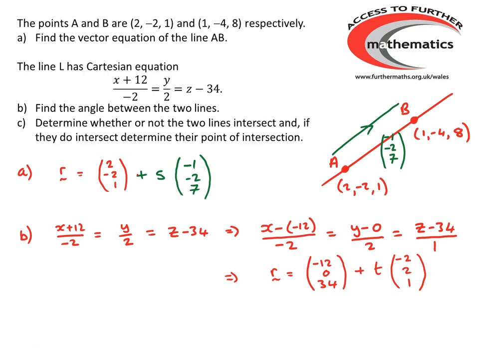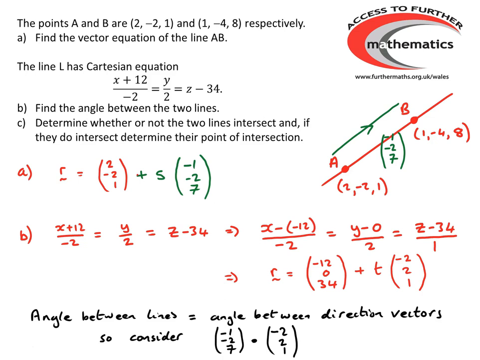So to find the angle between the two lines, well, the angle between two lines is defined to be the angle between their two direction vectors. So we're trying to find the angle between the vector (-1, -2, 7), that's the direction vector of AB, and the vector (-2, 2, 1), which is the direction vector of the line L. So we're going to use the scalar product of (-1, -2, 7) with (-2, 2, 1).